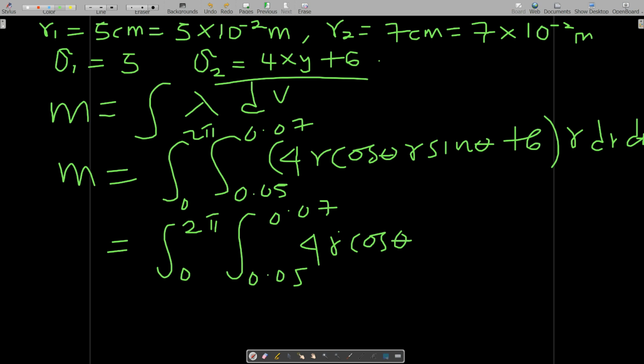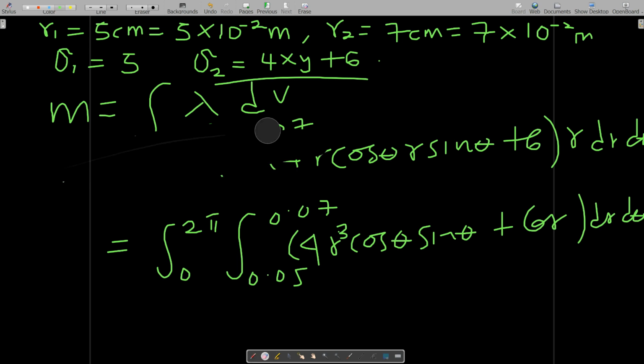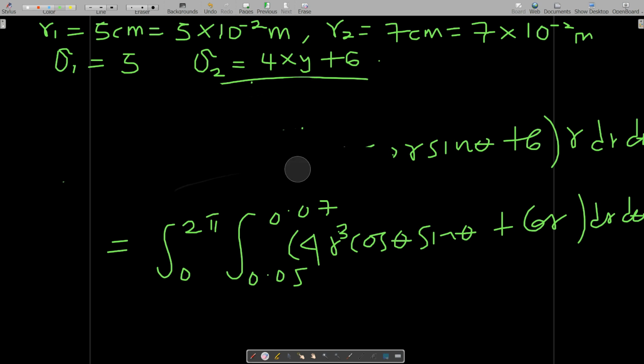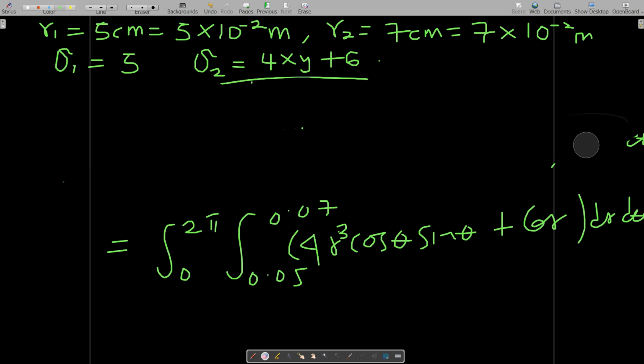So I get 4r cubed cos theta sine theta, plus 6r, then dr d theta. So now with these ideas, or with this formula given, after everything, this is what you will get. If you're able to simplify this, then the final answer will be that.